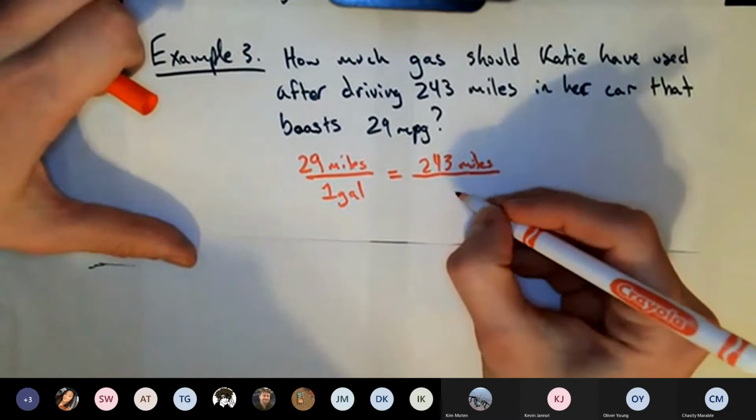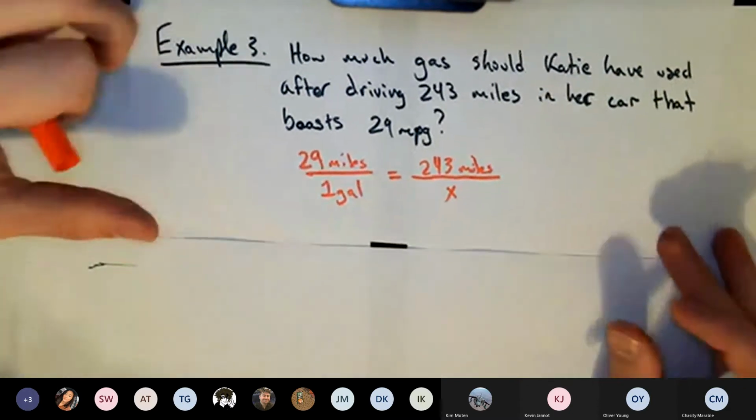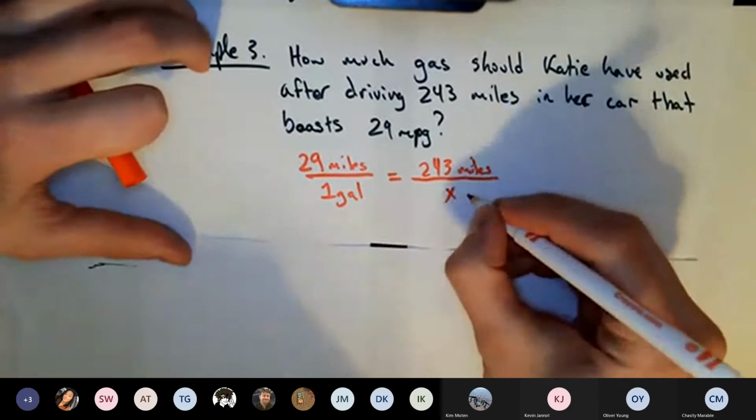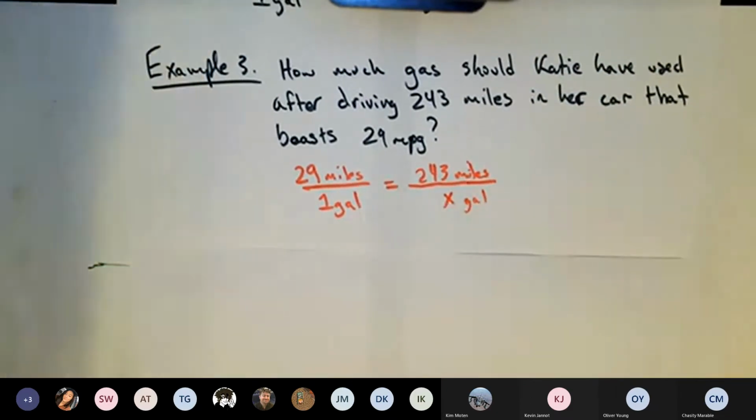And then down here, I'm looking for a number of gallons, right? So I'll just call that X. X number of gallons, so it's still measured in gallons.